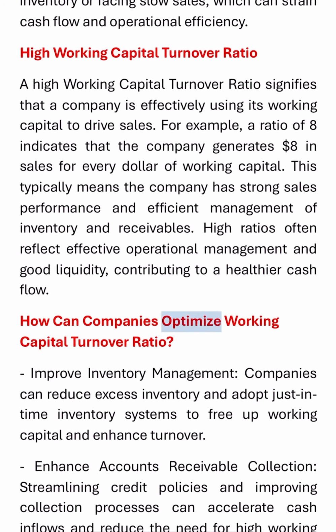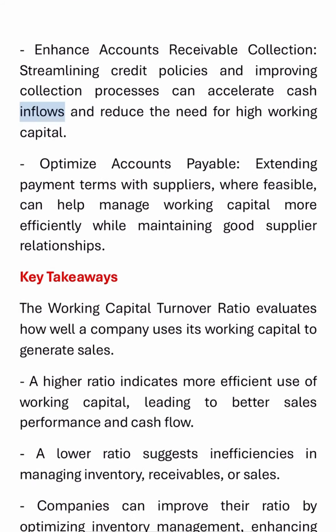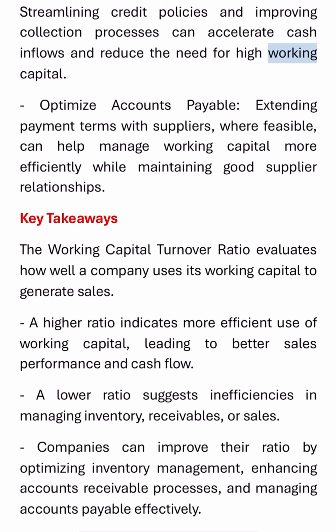How can companies optimize working capital turnover ratio? Improve inventory management. Companies can reduce excess inventory and adopt just-in-time inventory systems to free up working capital and enhance turnover. Enhance accounts receivable collection. Streamlining credit policies and improving collection processes can accelerate cash inflows and reduce the need for high working capital. Optimize accounts payable. Extending payment terms with suppliers, where feasible, can help manage working capital more efficiently while maintaining good supplier relationships.